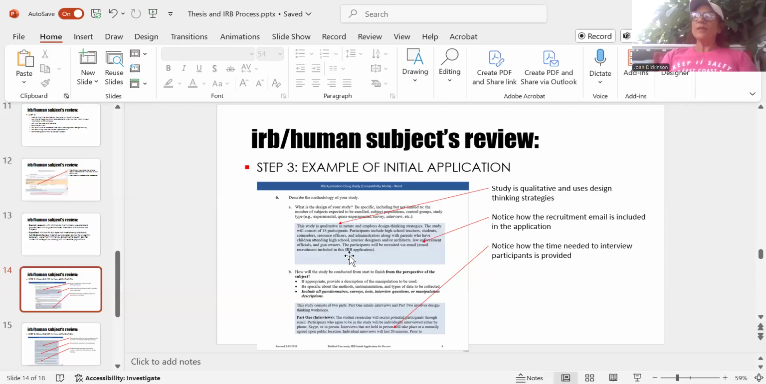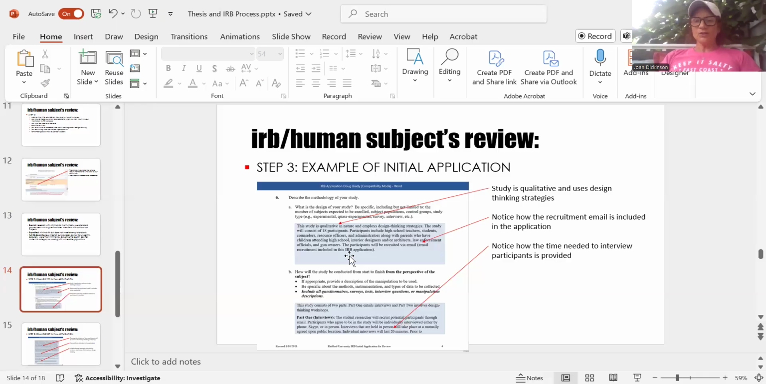So the reason for that, again, is because you're interacting with people. How are you doing this? Are you going to send your participants an email recruitment, and then maybe they email you back if they're interested? Are you going to post flyers on social media?